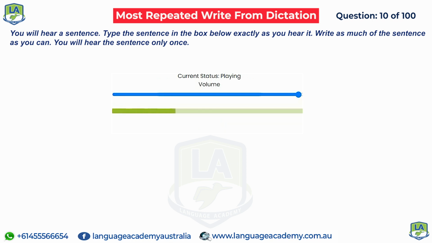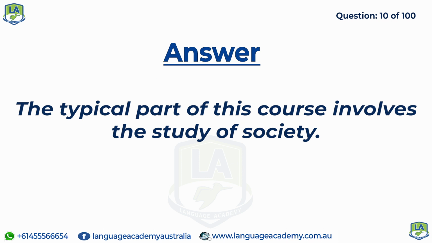The typical part of this course involves the study of society.